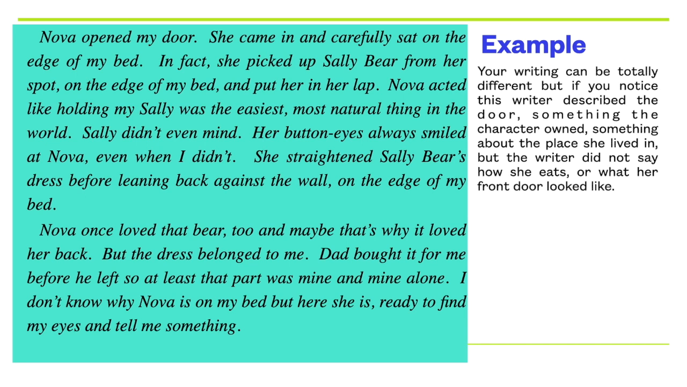Your writing can be totally different from this, but if you notice, this writer described the front door, or a door, described something the character owned, something about the place she lived in, but the writer didn't say how she eats or what her front door looked like, right? Left out those specific details. But a writer is going to have to pick and choose the parts.